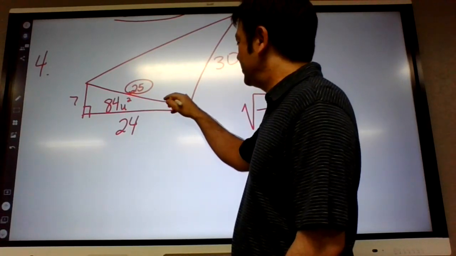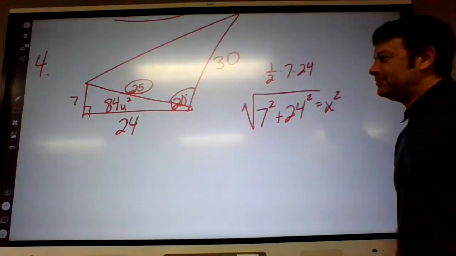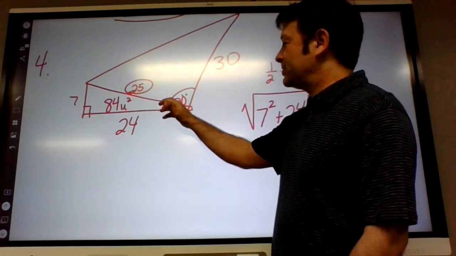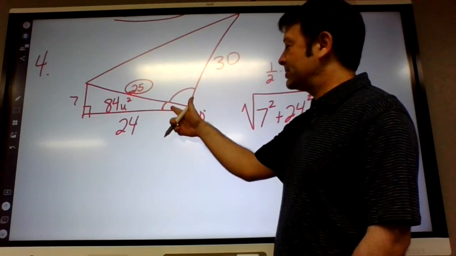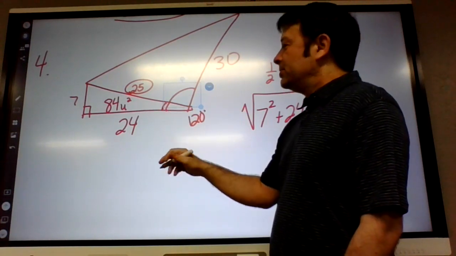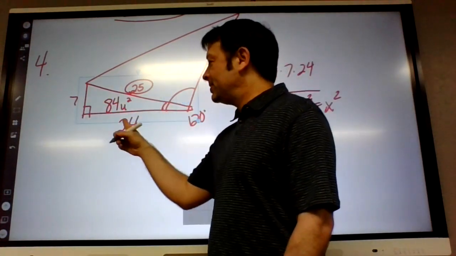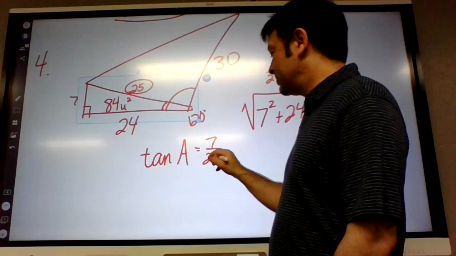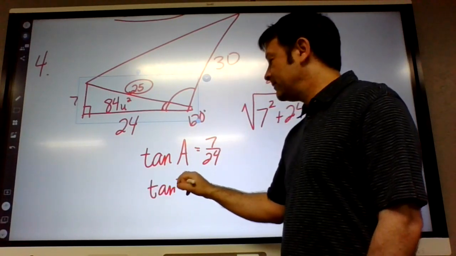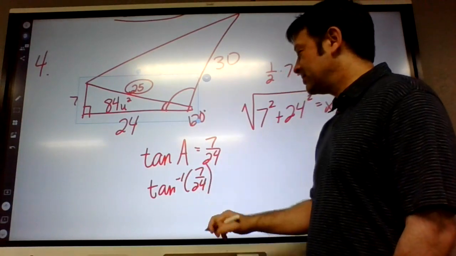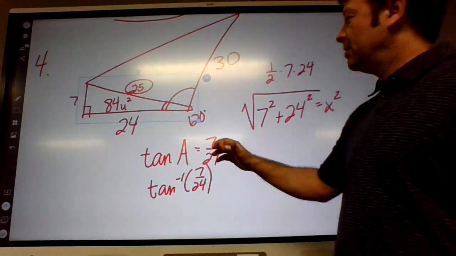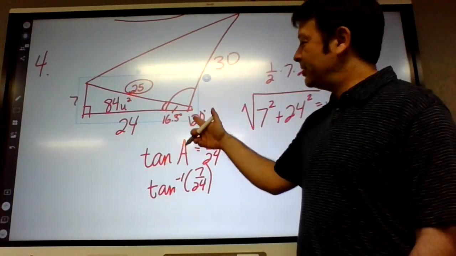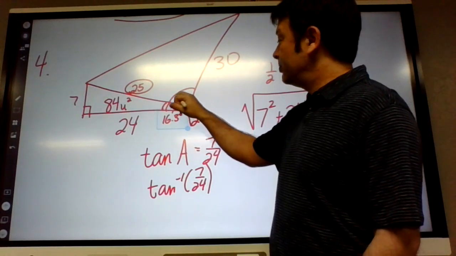All right, how do we find this angle right here? Okay, we can use trigonometry to find this angle and then just do 120 minus this angle to get that angle. So, relative to this angle, we have the opposite and adjacent. So that'd be tangent of the angle equals that. So we would do tangent inverse. 16.26. All right, we'll call it 16.3. Therefore, this angle up here is 120 minus that, so it'd be 103.7.